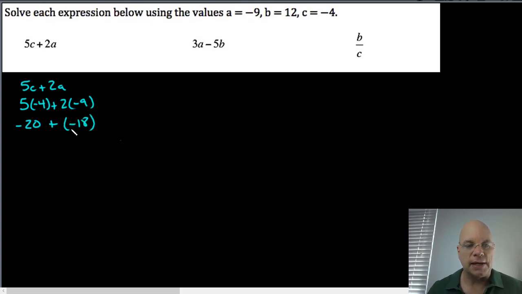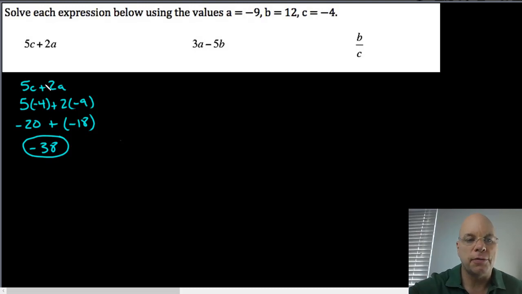If I'm adding two negatives, I just combine them. Think of it as owing money: if I owe someone $20 and I owe someone else $18, altogether I owe $38. If you think of it as a number line model, if you start at -20 and you add -18, you're going to be going further to the left.